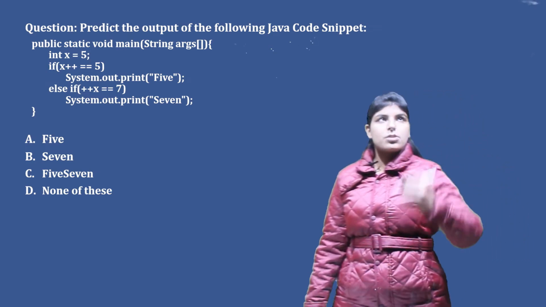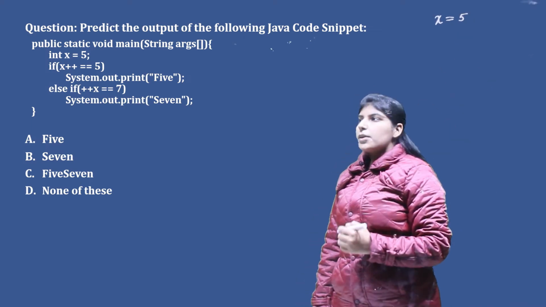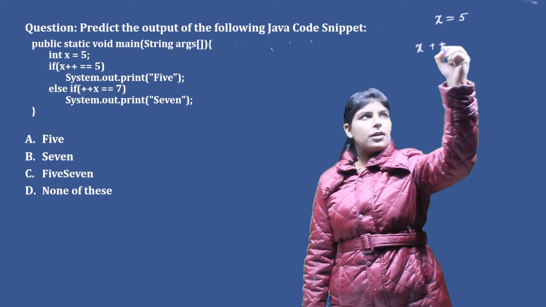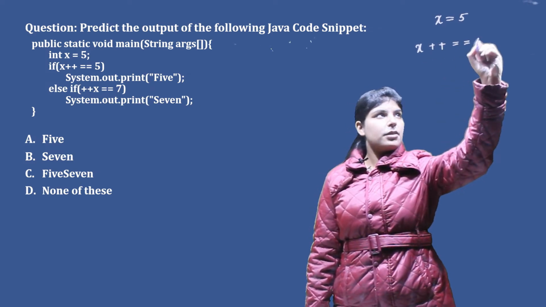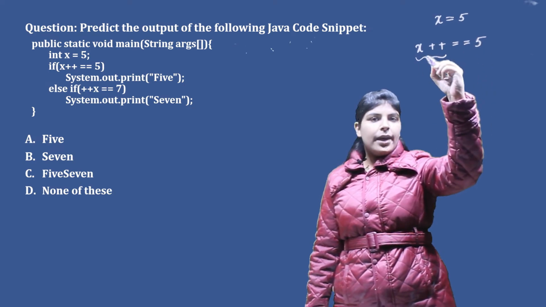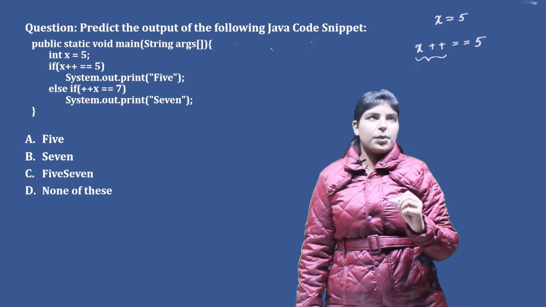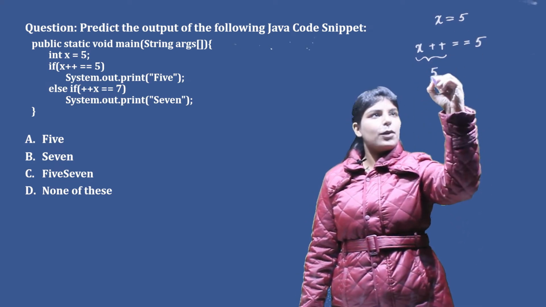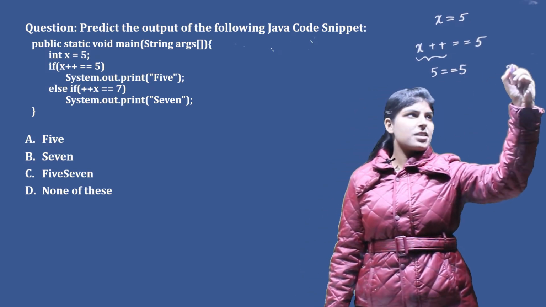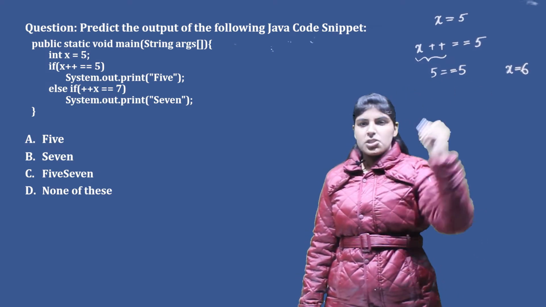Here I have an integer variable x whose value is 5. So now the condition given with the if statement is x++ == 5. Now x++ means first I will check this condition with x only, and after checking the condition I will increment the value of x because this is a postfix operator. So first I will check it with 5 equal to 5, and after this expression I will change x value to 6.